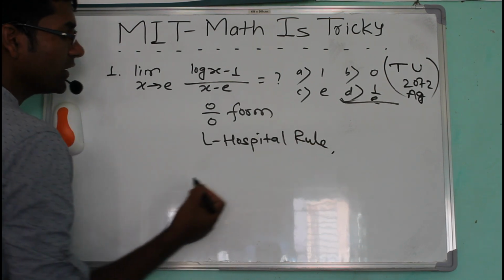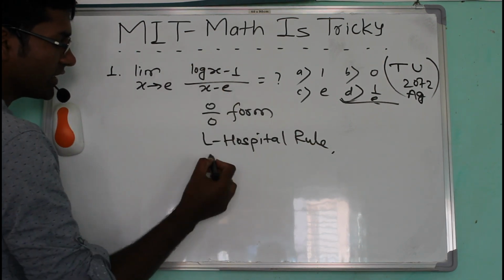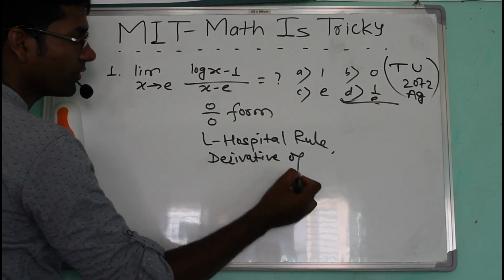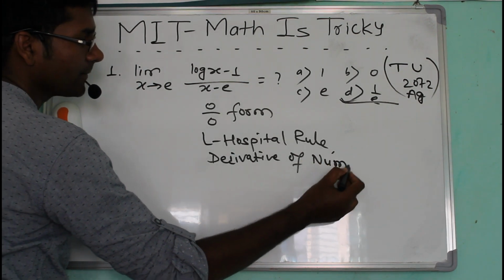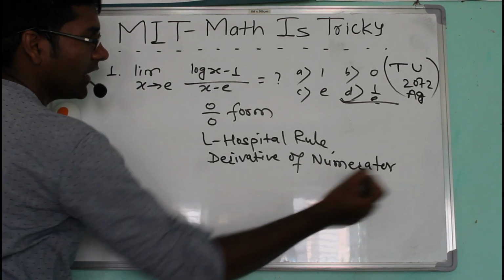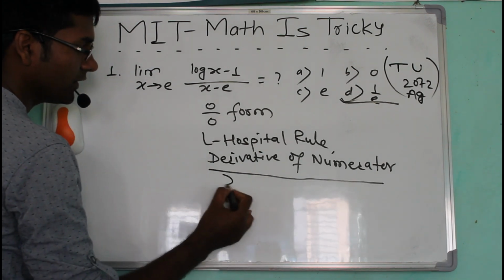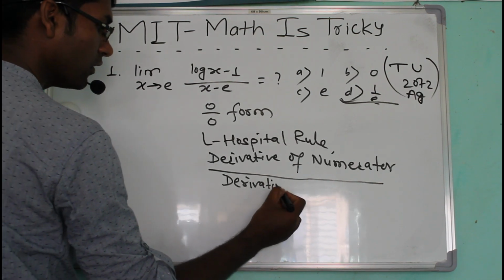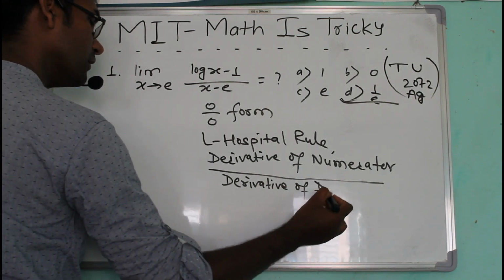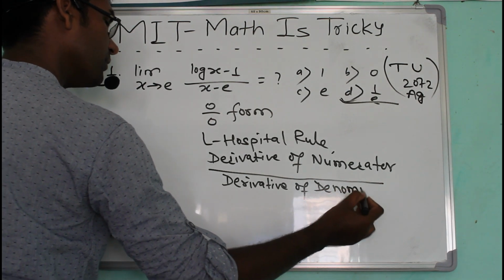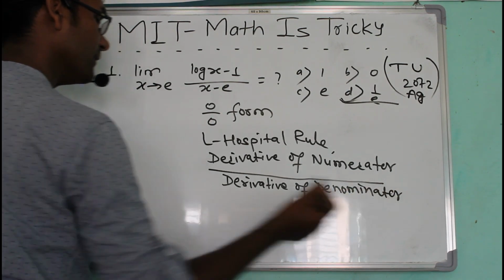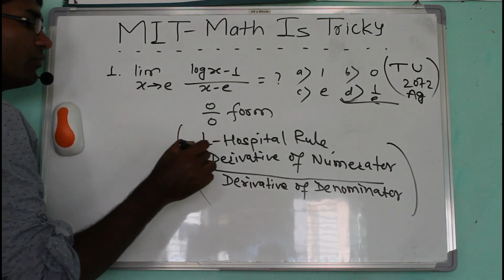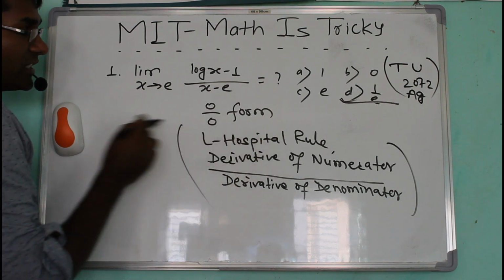What is L'Hospital rule? It means take the derivative of the numerator and then the derivative of the denominator. We can proceed in this way until we get the answer. For 0 by 0 form, use L'Hospital rule.